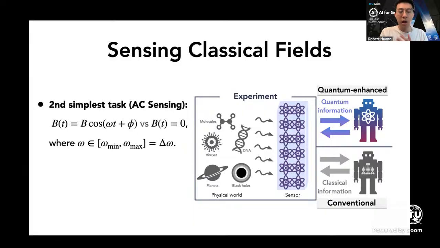And as a result, in a lot of these applications, we are actually going to encounter the second simplest task known as AC sensing. So in this case, the goal is still to try to detect whether there's a field or there's no field. However, as we can see, when there's no field, it's still B of t equal to 0. But when there's a field, it will be oscillating from positive to negative, and so on, with an unknown frequency omega. So for example, if you're trying to detect dark matter, it will generate signals that will be fluctuating, oscillating through time at an unknown frequency because it depends on some of the new physical properties of dark matter, which we don't know.